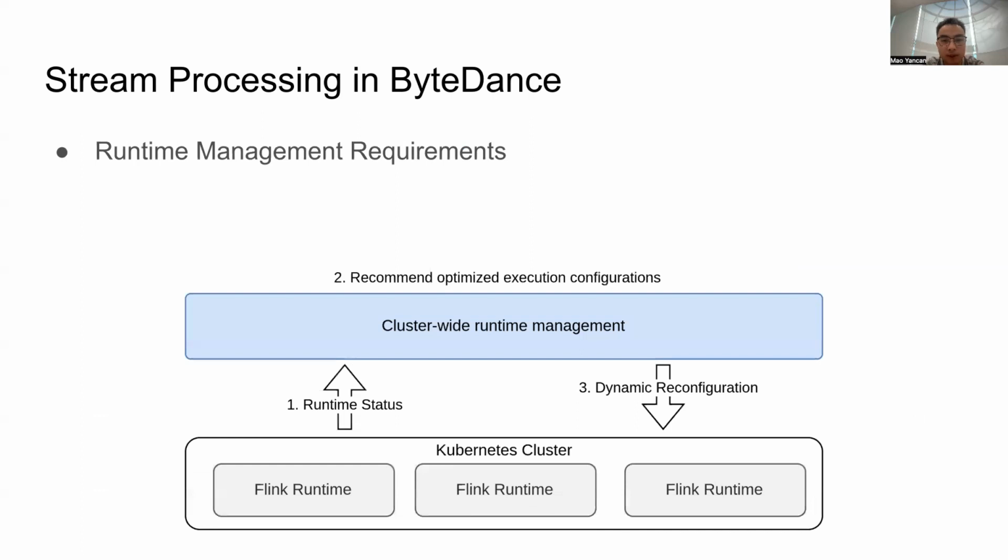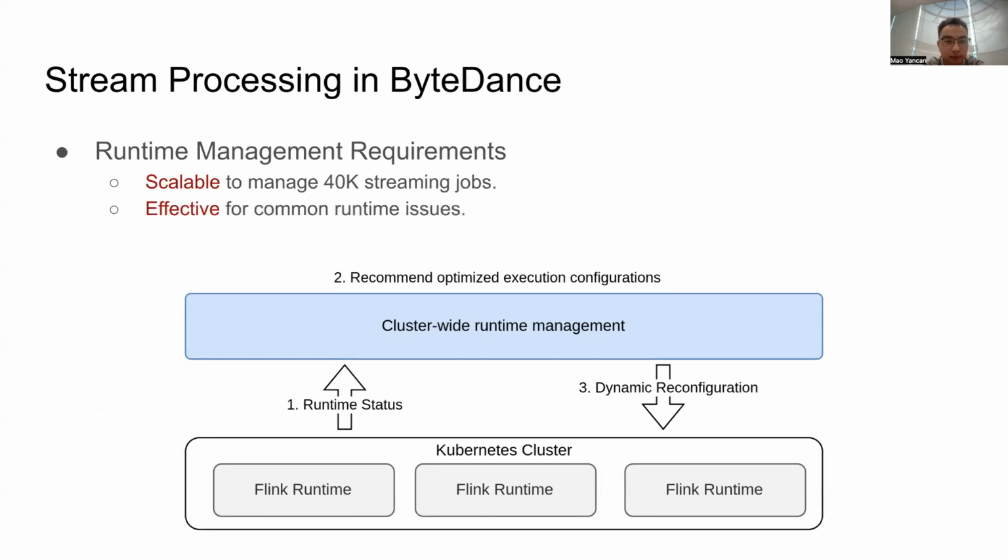By summarizing stream processing features, the control plane in ByteDance needs to have three main requirements. First, the control plane has to be scalable enough to manage 40K streaming jobs in ByteDance Cloud. Second, the control plane should incorporate effective control policies to address common runtime issues such as processing lags and failures. Third, it should be extensible to design new control policies and customize them for diverse stream processing scenarios.